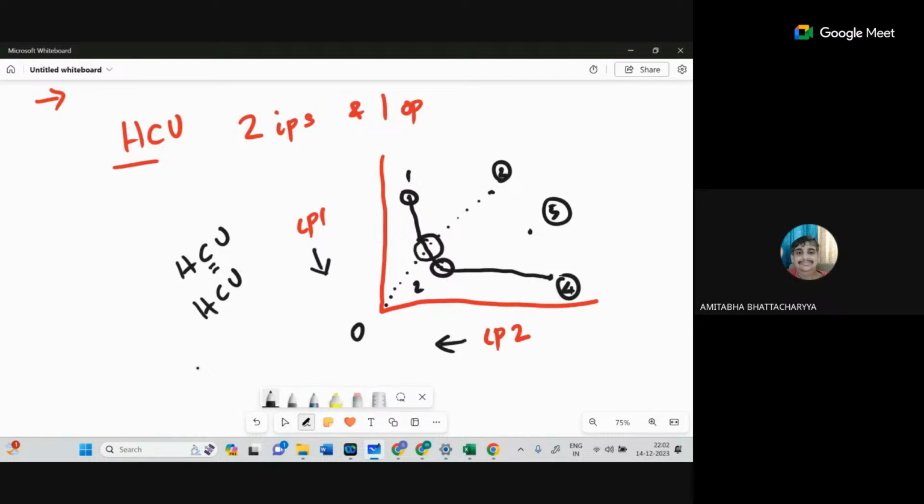So, sir, here we are assuming that the cost of input 1 and input 2 are the same. No. Output is the same. Input 1 and input 2 are different.